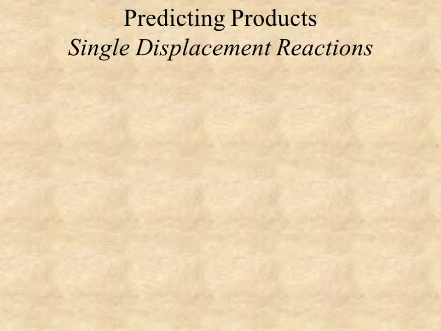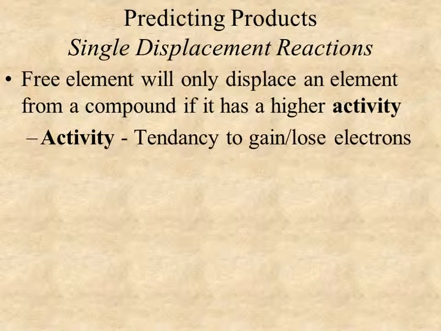Now we're going to look at 3 different reaction types and being able to predict the properties of those. Combustion reactions, we already know that our products are going to be oxides. For single displacement reactions, this is where you have a free element and it's going to attempt to displace an element from the compound that it's reacting with. But that's only going to be successful if that free element has a higher activity than the element that it would be displacing from the compound.